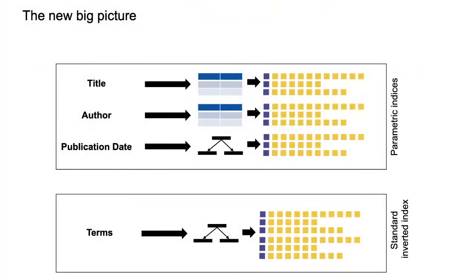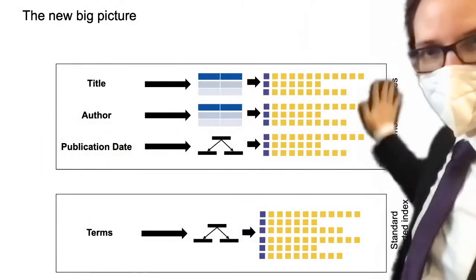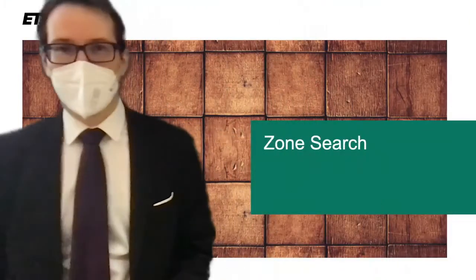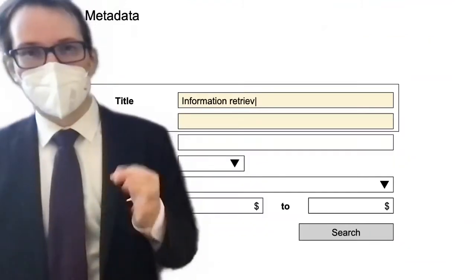All right. So now we can combine the two. We can both have the standard inverted index that we've seen in this lecture a few weeks ago, and we can have, at the same time, the classical database indices that are right there, called the parametric indices, right? And we can use everything. So there is a way to exploit that in order to rank documents that is called zone search.